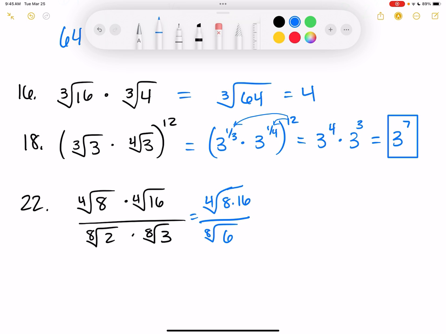The 4th root of 16 is just 2, right? Which is why I didn't do it yet. Yes. So this would be 2 times the 4th root of 8, because the 4th root of 16 is 2. I could have done that right here. So that would be 2 times the 4th root of 8 over the 8th root of 6.